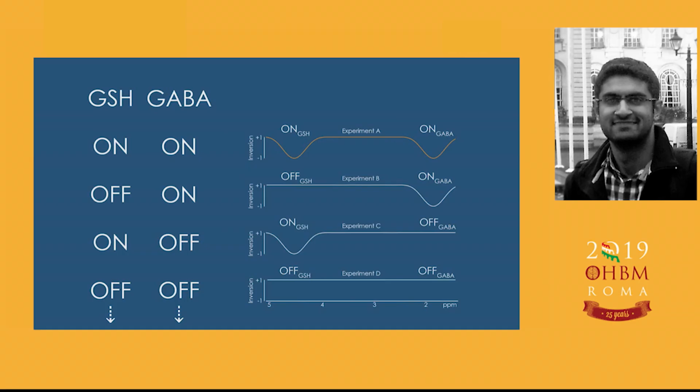Putting these two editing strategies together, now you can see that instead of performing a two-step editing experiment for one metabolite, you can now perform a four-step editing experiment for two metabolites at the same time. And now we're going to call them experiments A, B, C, and D. In experiment D, you don't apply any editing pulse. And in experiment C, you apply the editing pulse for glutathione editing at 4.56 ppm.